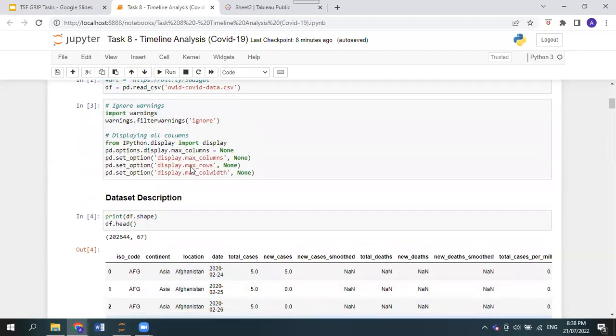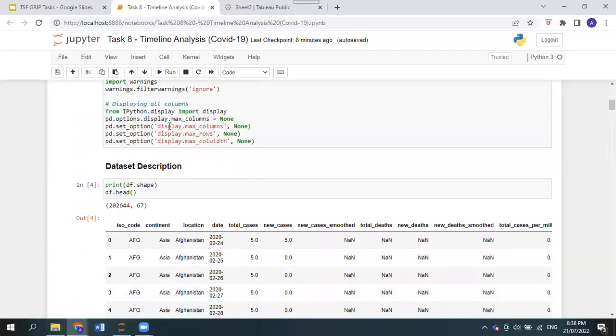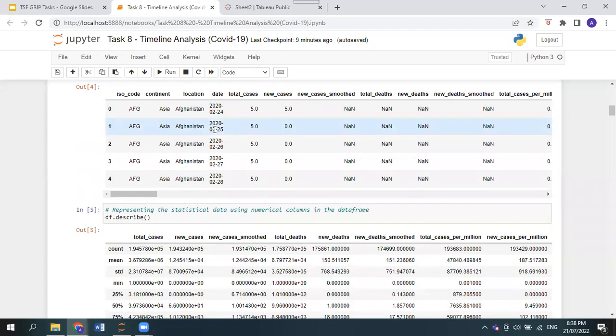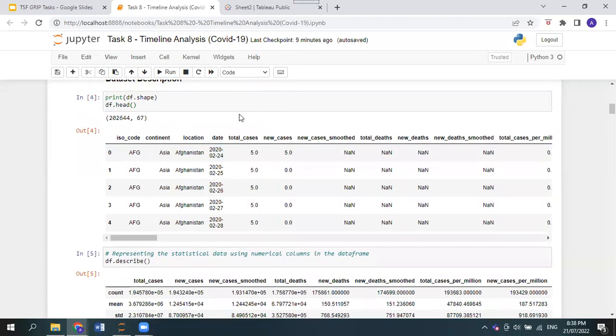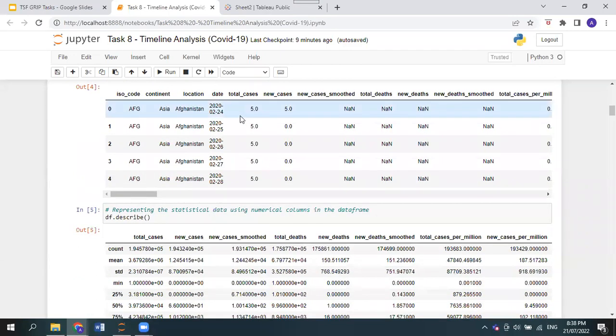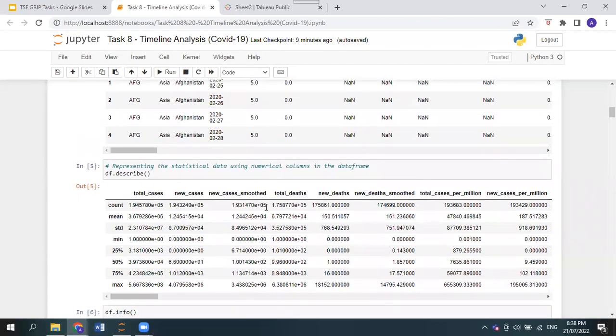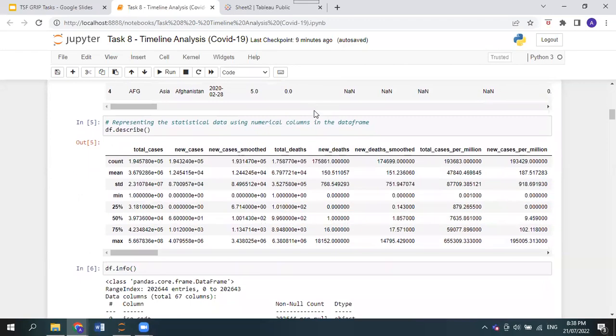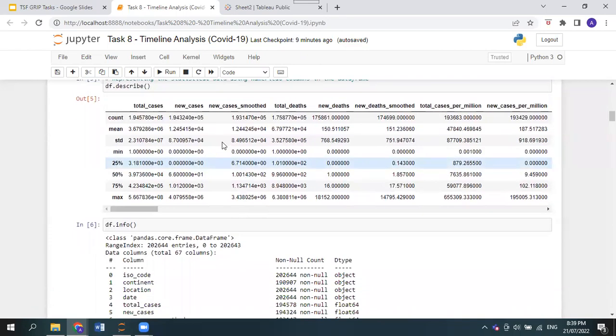Here I am displaying all the columns using IPython.display. Then I am showing the first 5 records of the dataset. Here I am showing the numerical columns in the data frame. Most of the columns are numerical as they contain the number of cases, total deaths, new deaths, so they all represent numerical data. Here I am showing the info of all columns.